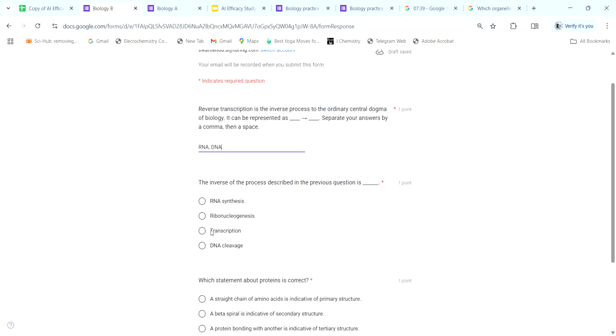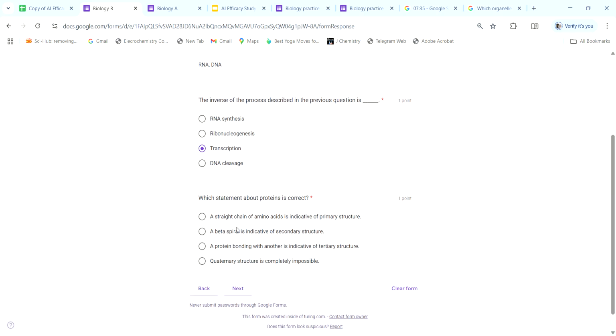Which statement about proteins is incorrect? A straight chain of amino acids is indicative of primary structure. Beta spiral is indicative of secondary structure. Protein binding with another is indicative of tertiary structure. Quaternary structure is completely impossible. The first two are correct, so I'll go for the last one, quaternary structure is completely impossible.